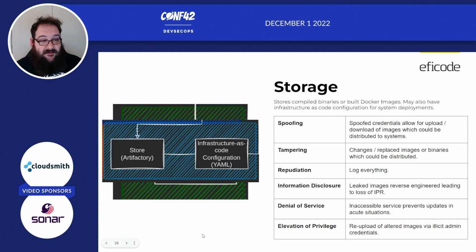Storage is another big area. So this is where our binaries are stored for deployment. If we have a compromise here, then someone can upload their own binaries, or maybe even download ours, reverse engineer them. So spoofing for credentials to allow for upload and download when we don't want them. Tampering changes to the images, which could then be distributed. Information disclosure here might be through reverse engineering the binaries or examining the images.